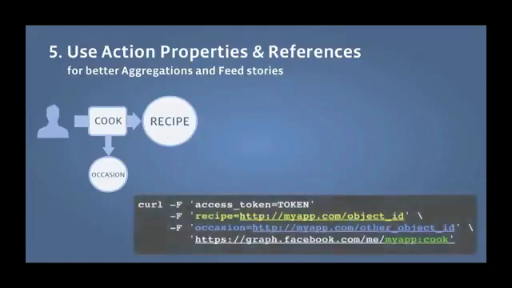Number 5 is the sister thing to object properties, and that's action properties. And this is adding context to the action. So for example, I cook a recipe. The occasion or the place I cook it is a property of the action, not the object. So action properties allow you to add context to the action. And again, you do this by adding a property when you post the action into Facebook itself.